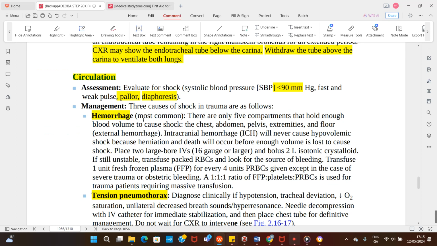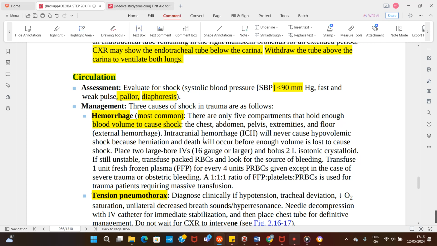For the hemorrhagic shock, that is the commonest cause of shock in trauma patients. And there are 5 compartments of the body that are big enough to accommodate blood volume collections. That is the chest, the abdomen, the pelvis, the extremity, particularly the thighs, and of course, external bleeding, the floor. So the chest, you come down to the abdomen, the pelvis, right? The extremities, the floor. It's just like a continuous thing. Just look at yourself: the chest, the abdomen, the pelvis, the extremity, and the floor.